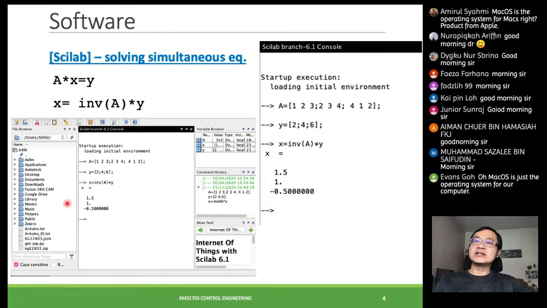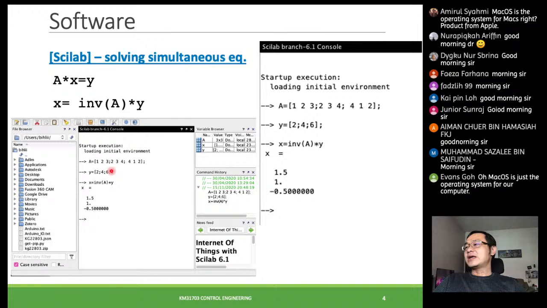After you do step 3, you can show all these folders inside your computer, inside Scilab. Very straightforward. If you don't want to save the file, you can just type directly in this console itself. This console is where you do your operations directly.